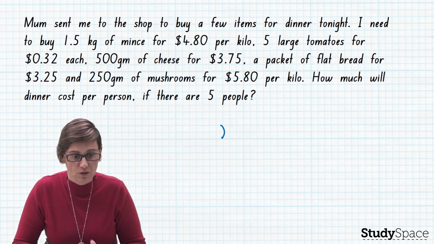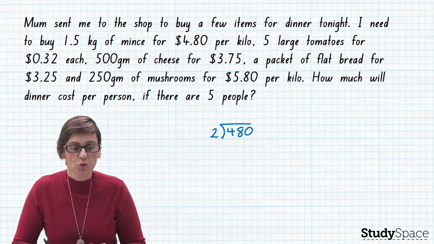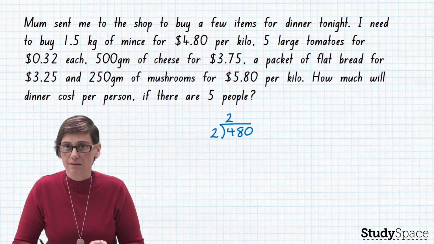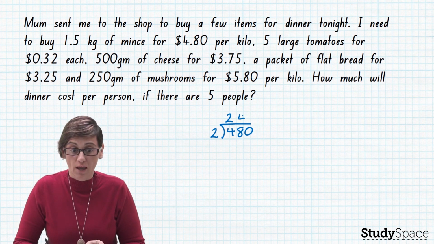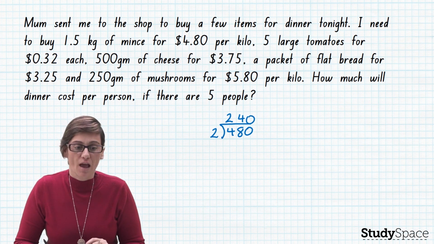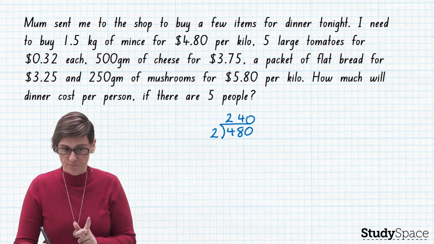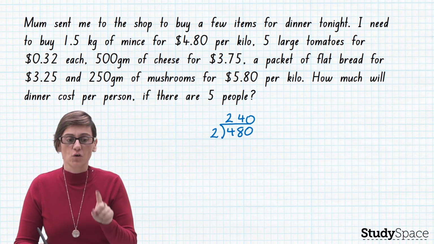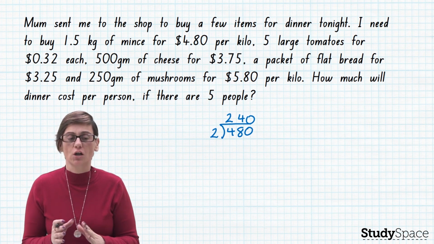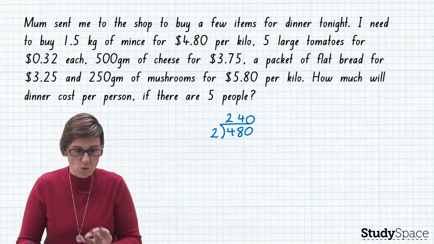So we'll do a quick short division, 2, 4, 80. So 2 into 4 goes 2. 2 into 8 goes 4. And 2 into 0 goes none. Okay, so our mince, our half a kilo of mince is going to cost us $2.40. So now we need to add the $4.80 and our $2.40 to get the total of how much the mince is going to cost us. So let's just quickly do that.